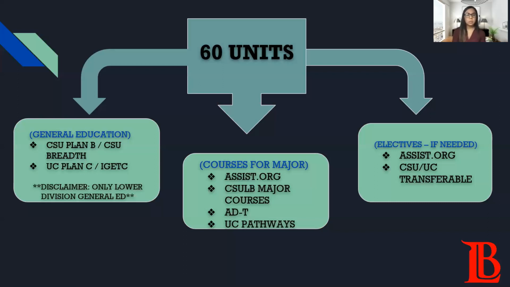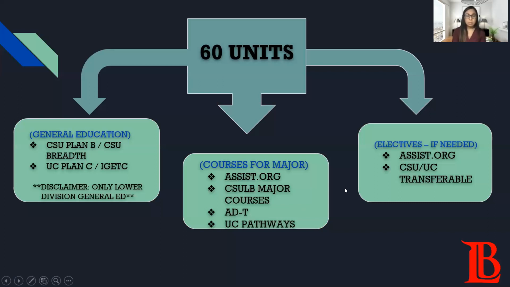So now you're wondering, well, we take general education courses, now we're taking courses for our major. What happens if we don't complete the 60 units? Well, you have different options. You can either take courses from your general education, either from Plan B or Plan C, and complete the 60 units, or you can also take electives if needed.